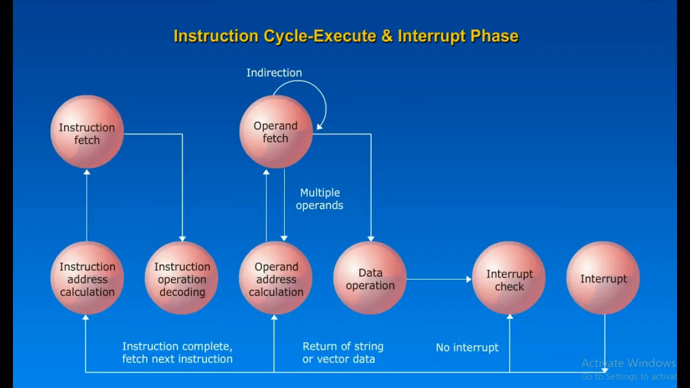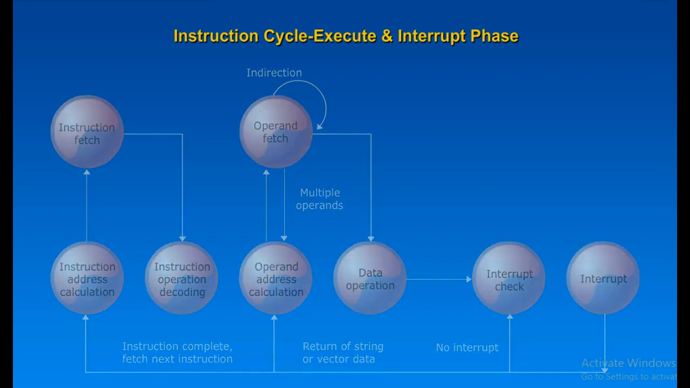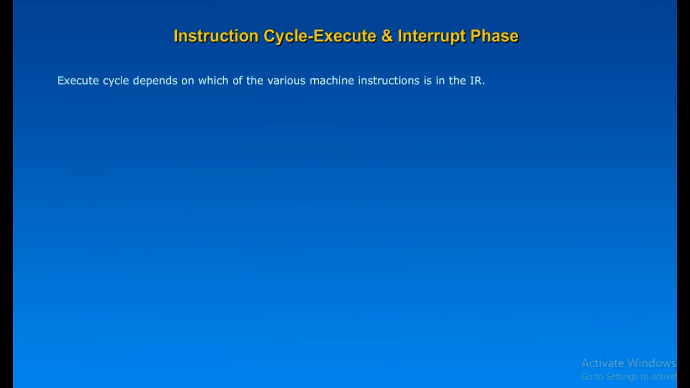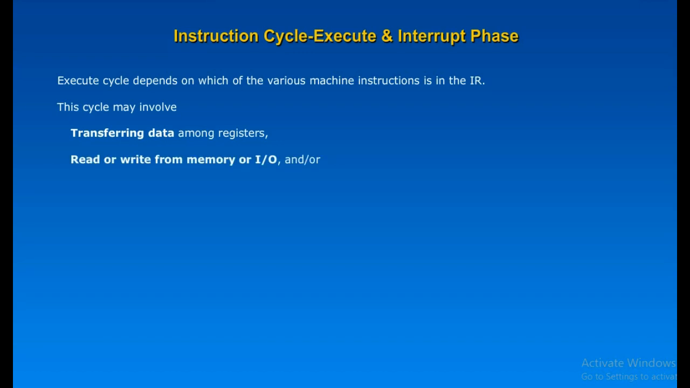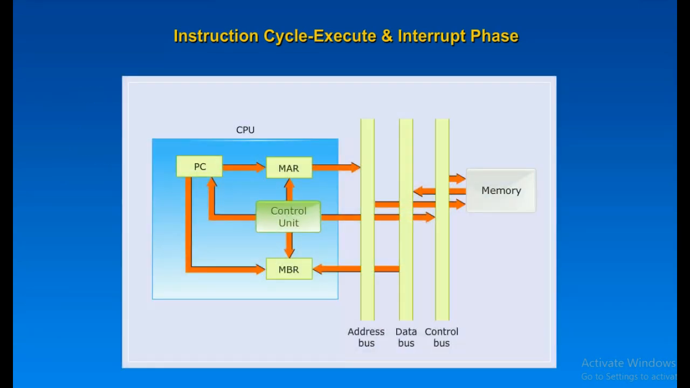The execute cycle takes many forms. The form depends on which of the various machine instructions is in the IR. This cycle may involve transferring data among registers, read or write from memory or I/O, and/or the invocation of the ALU. Like the fetch and indirect cycles, the interrupt cycle is simple and predictable.